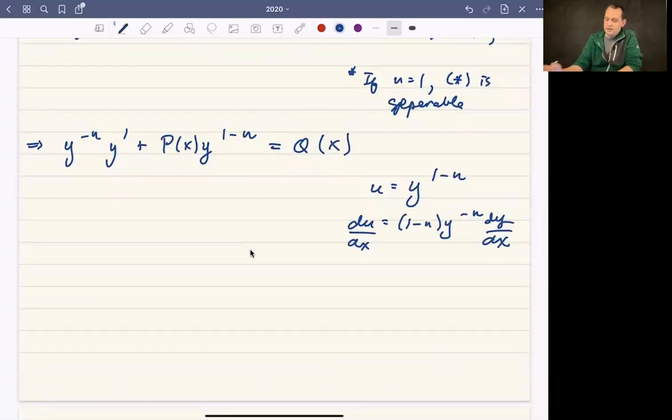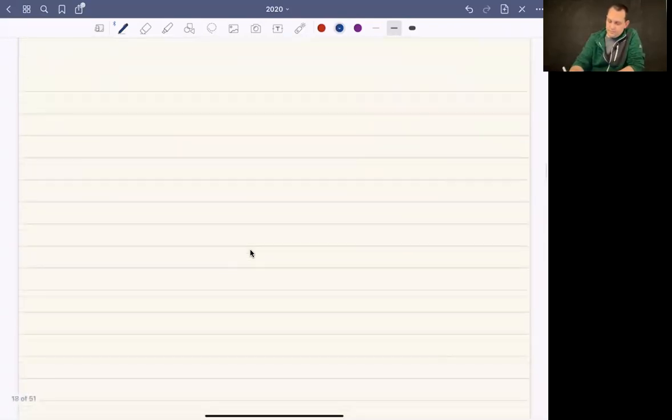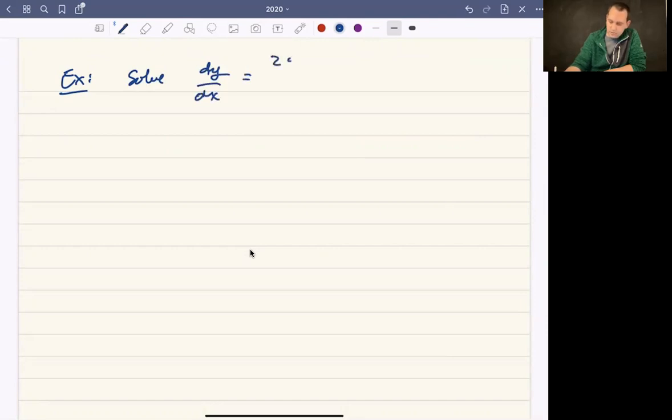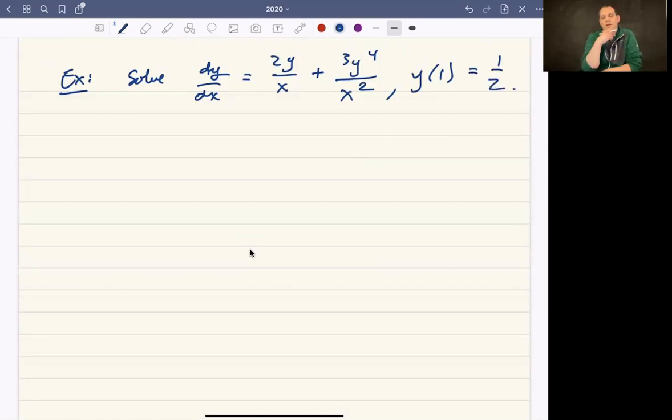Okay, and so let's go ahead and do a few examples here. Again, these are called Bernoulli substitutions. So let's solve y prime, or dy dx, I don't really care how you want to write it, dy dx equals 2y over x plus 3y to the 4th over x squared. And let's actually make it an initial value problem. Let's say that y of 1 is equal to 1/2. And so this is going to be our differential equation that we'll solve.